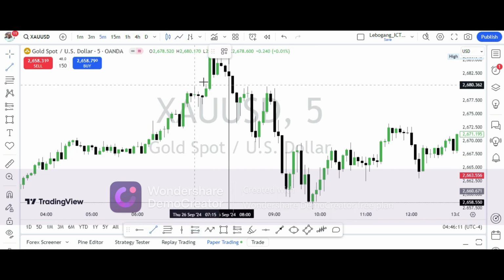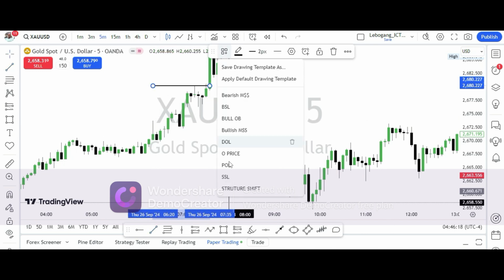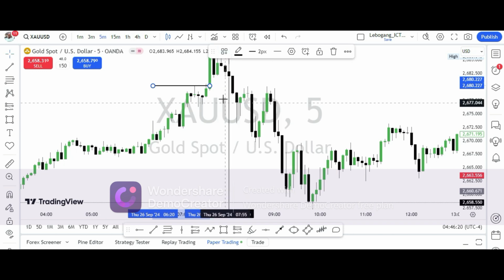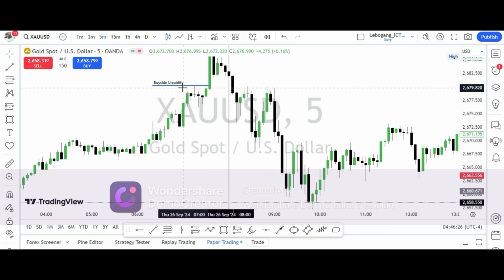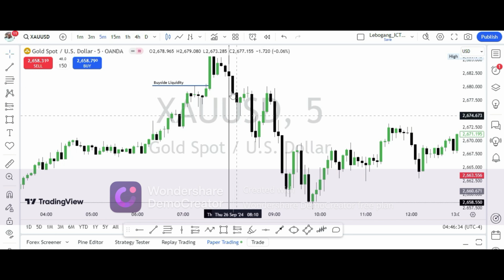Classic ICT movement here. I think this is one of the simplest models that he taught his followers. This is the simplest model. Change in market structure. Even if you don't want to put the buy side liquidity here, it's okay.